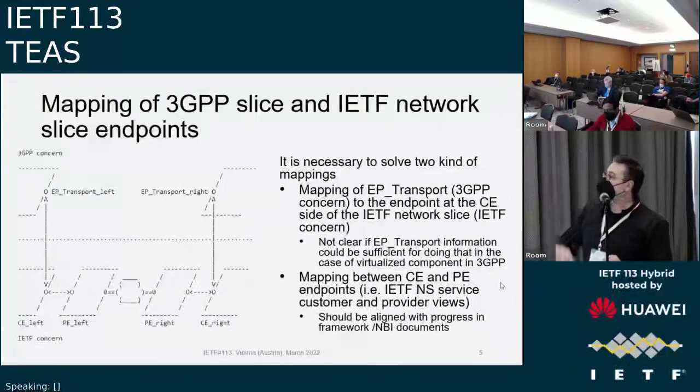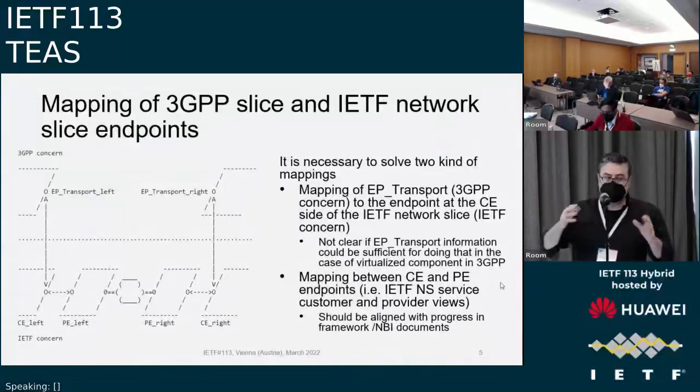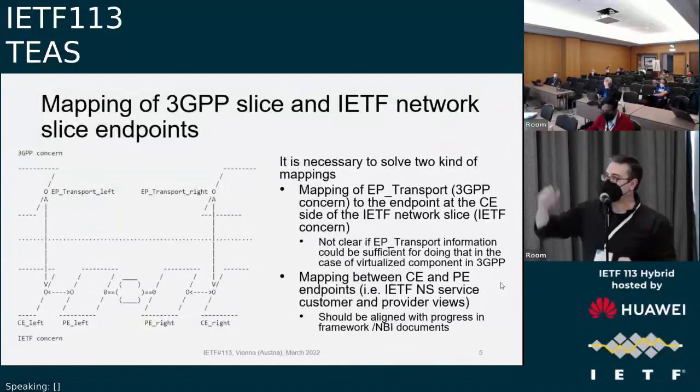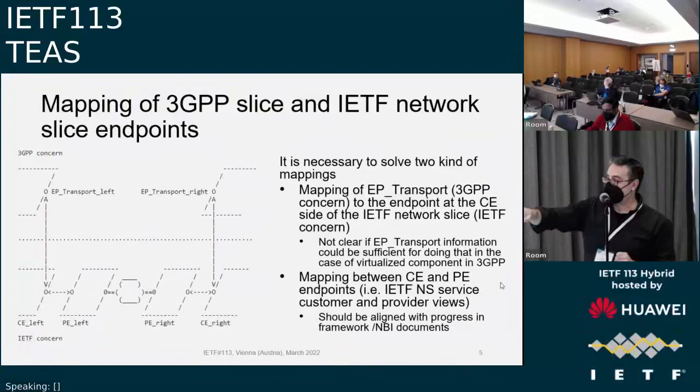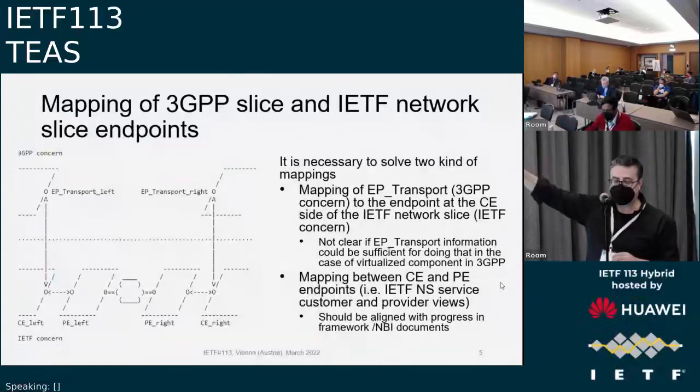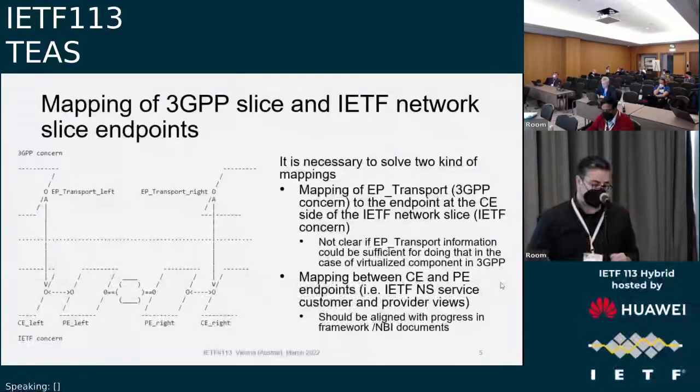So the first one is a mapping that could be natural if we have physical solutions, physical devices, because we could leverage the IP address. Probably it's not so clear how to perform that in the case of virtualization, right? And in the IETF concern, this is all the stuff that has been defined in the framework document, so we could leverage that work for identifying what we can do at that level. So the idea would be to elaborate more on how we could perform these mappings, to have a clear idea of how we could realize the slices.